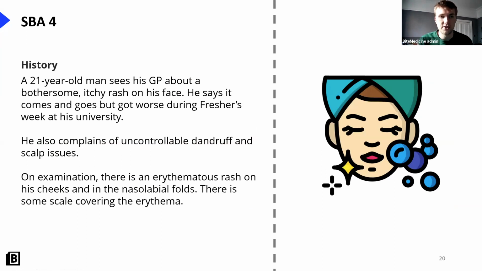Next up, we have a 21-year-old man who sees his GP about a bothersome, itchy rash on his face. He says it comes and goes, but got worse during Freshers' Week at his university. He also complains of uncontrollable dandruff and scalp issues. On examination, there is an erythematous rash on his cheeks and in the nasolabial folds, and there is some scale covering the erythema.